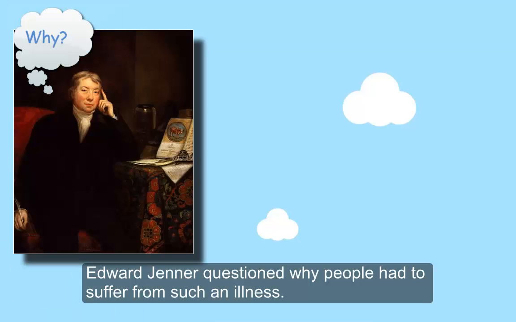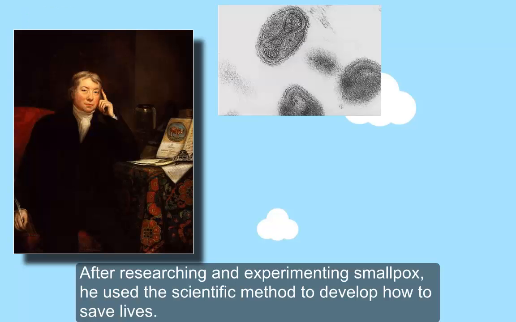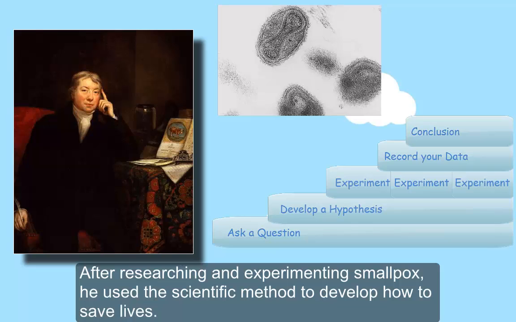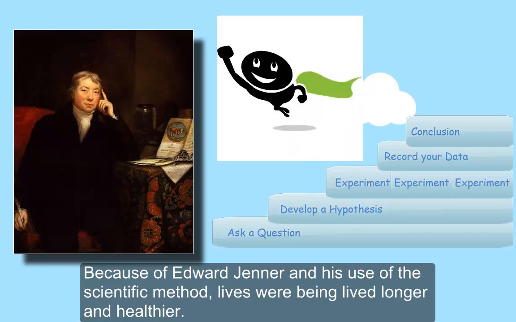Edward Jenner questioned why people had to suffer from such an illness. After researching and experimenting with smallpox, he used the scientific method to develop how to save lives. Because of Edward Jenner and his use of the scientific method, lives are being lived longer and healthier.